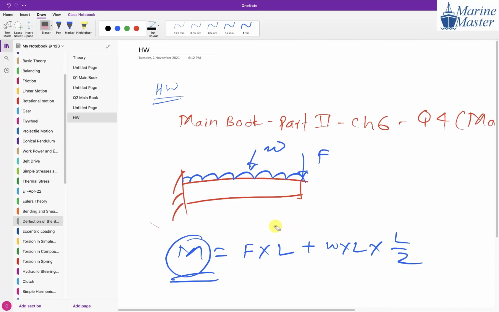You have to see what you have to see. If both are creating the same effect, F is going to bend the beam in this way, and W as well. So we want only the value of M, the maximum bending moment. And how to get the value? Moment of F is F into L. Moment of this UDL is W into L into L by 2.